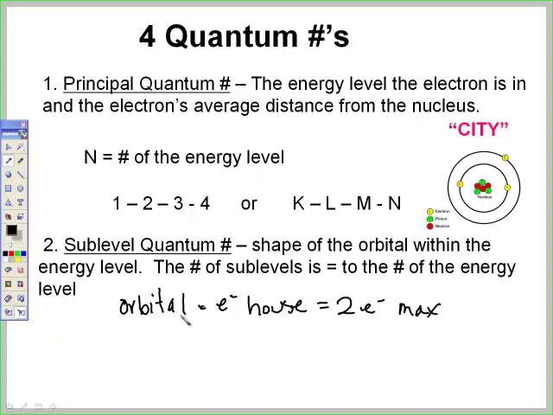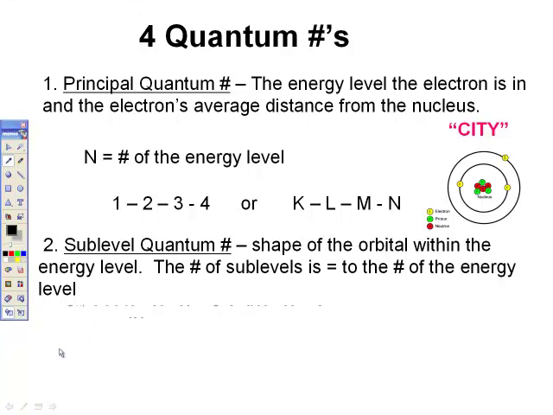So each orbital is where an electron lives, can hold 2 electrons at the most, and they are within an energy level. Now don't try to picture this in your head. Don't try to picture how there's going to be something inside of an energy level, because it doesn't work. Sub-level is a shape, and the number of shapes is equal to the number of the energy level. So let's look at this for a second, try to wrap our brains around it.